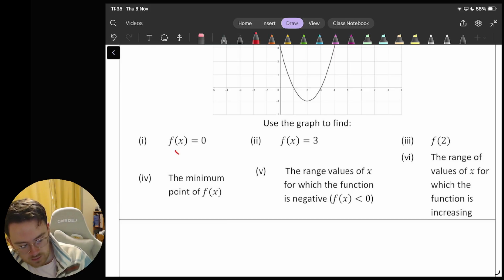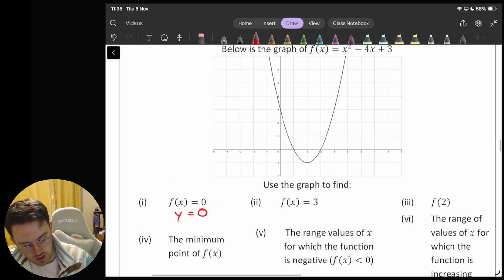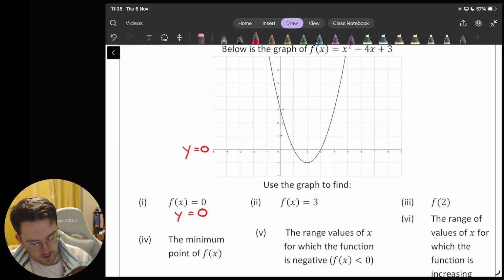f of x being equal to 0 means that y is equal to 0. So I'll go to my y-axis, which we know is the horizontal axis, and y is 0 on this line, because obviously we've 1, 2, 3, so 0 on that line there. What you want to do is see, where does your graph cross that line? Like, where is your graph on that line? And there's only 2 places, at 1 and 3 here.